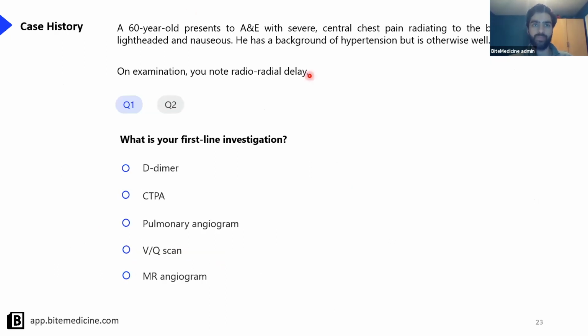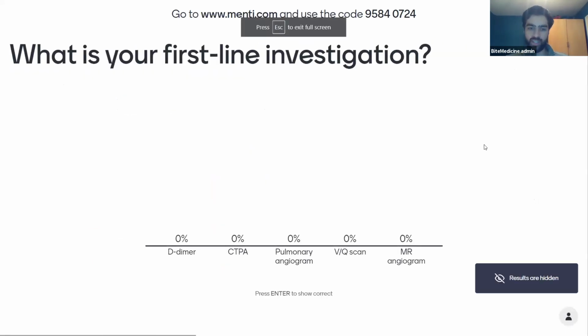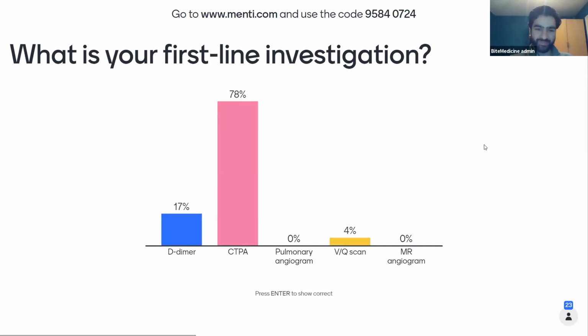This patient you are seeing in A&E and you're racking your brains, what do I need to do next? So what is your first line investigation? In this patient, okay, in this specific patient, what are you going to do? You think this might be a CTPA? Sorry, this might be a PE. I think it gave away the answer. You think this might be a PE? Yeah, I think I said it accidentally, but the point is, it's not D-dimer, it's CTPA.